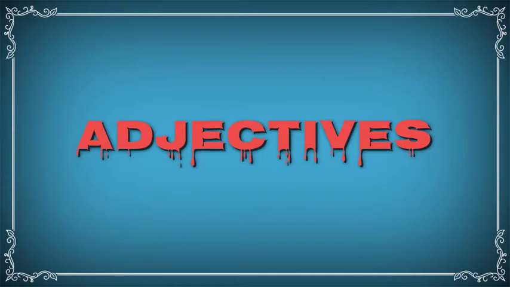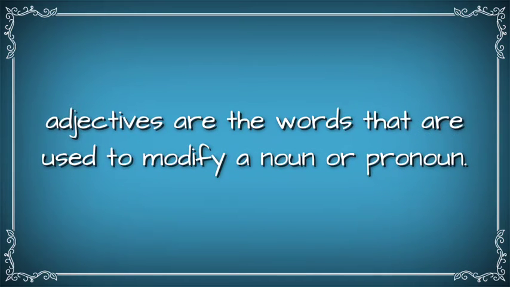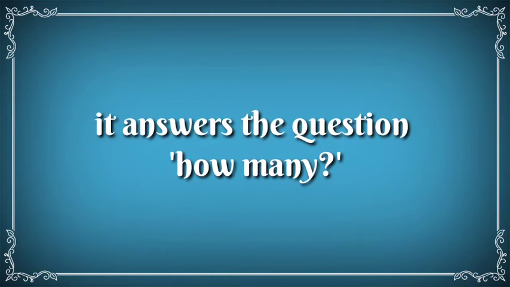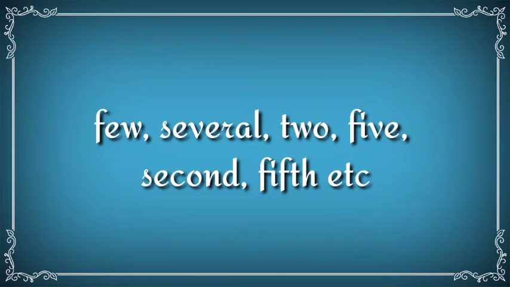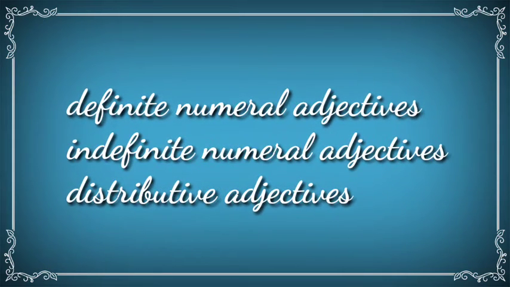Now we are going to see the adjectives of number. An adjective of number shows how many persons or things are meant. It answers the question how many. Few, several, two, five, second, fifth, etc. are some of the adjectives of number. Adjectives of number can be classified into definite numeral adjectives, indefinite numeral adjectives, and distributive adjectives. Let's now learn one by one.